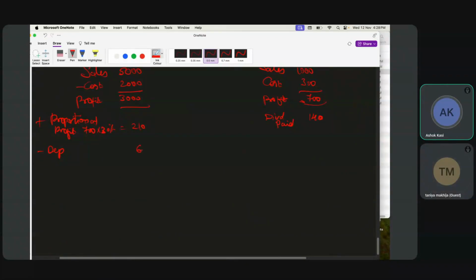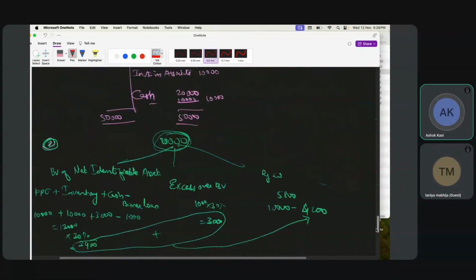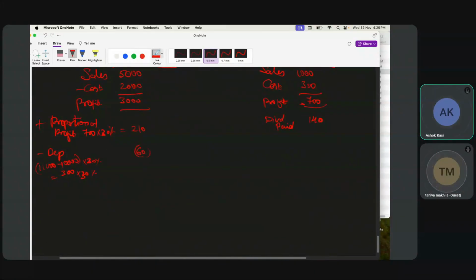So depreciation 60. So I'll write here 11,000 150 minus 10,000 into 30 percentage, and that comes to 300. In that also 30 percentage. Achha, 30 percentage or what? We have taken 20%, then 30%. Okay, 20 percentage. That comes to 200, then into 30%, that's 60. It's 150. So this is 150.